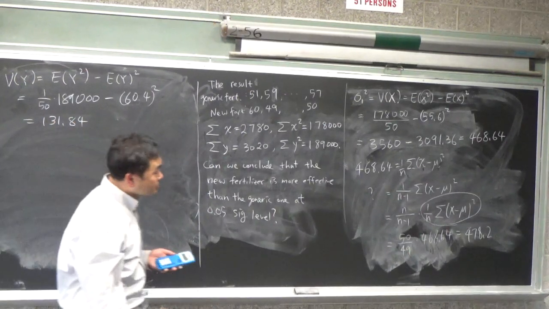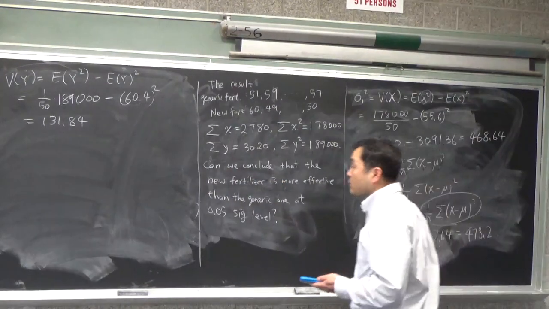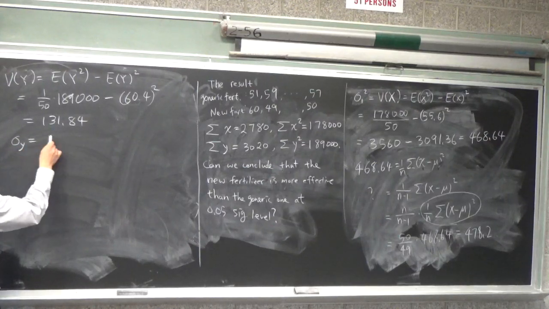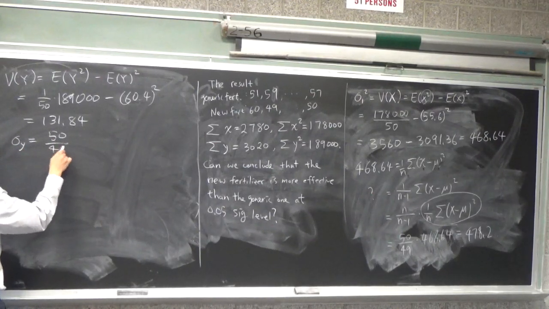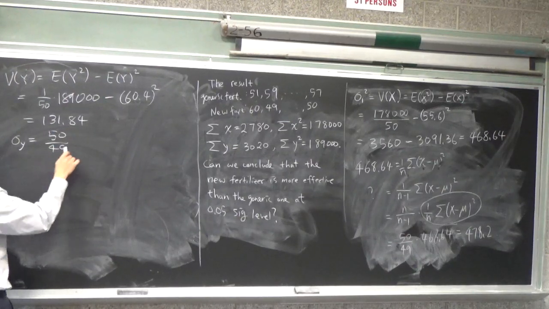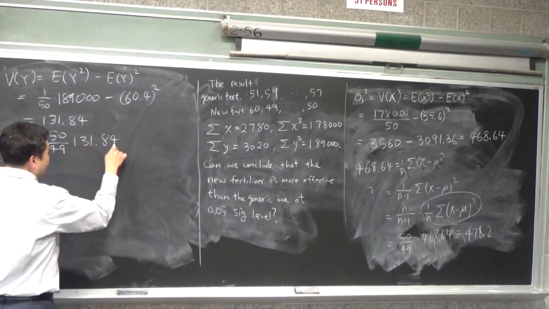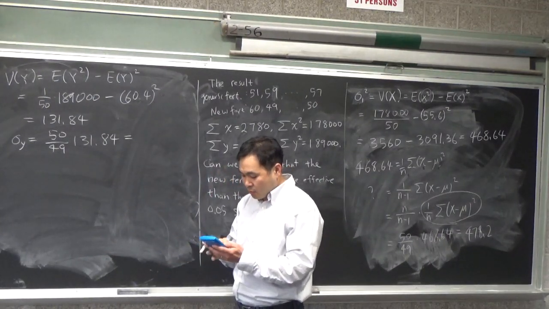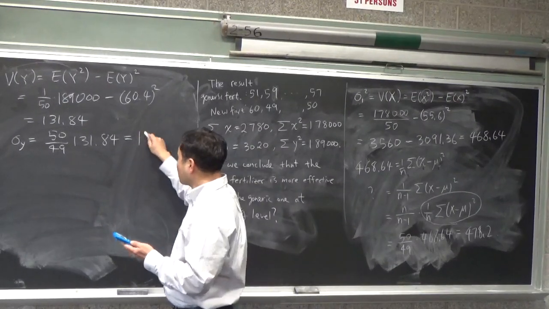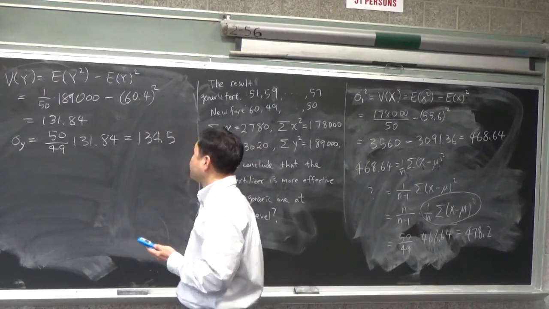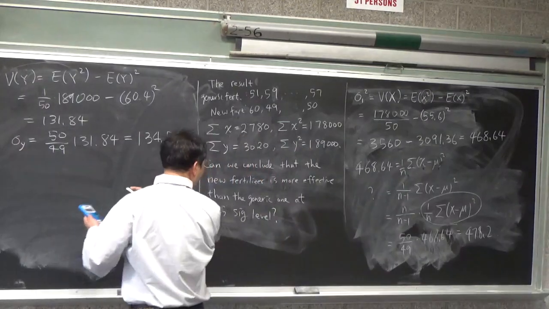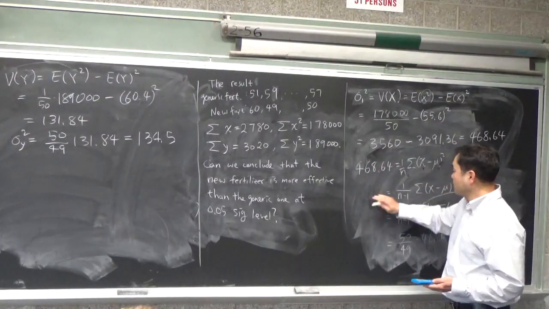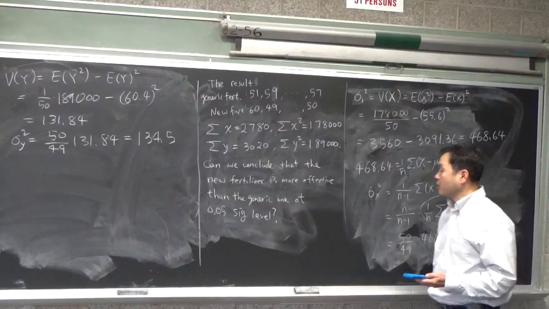131.84. Okay, so this has a smaller variance. And again, to get the best approximation, you have to multiply by n over n minus 1, which is 50 over 49. So you multiply 131.84 by 50, divided by 49, and you get 134.5. This is really sigma y squared.